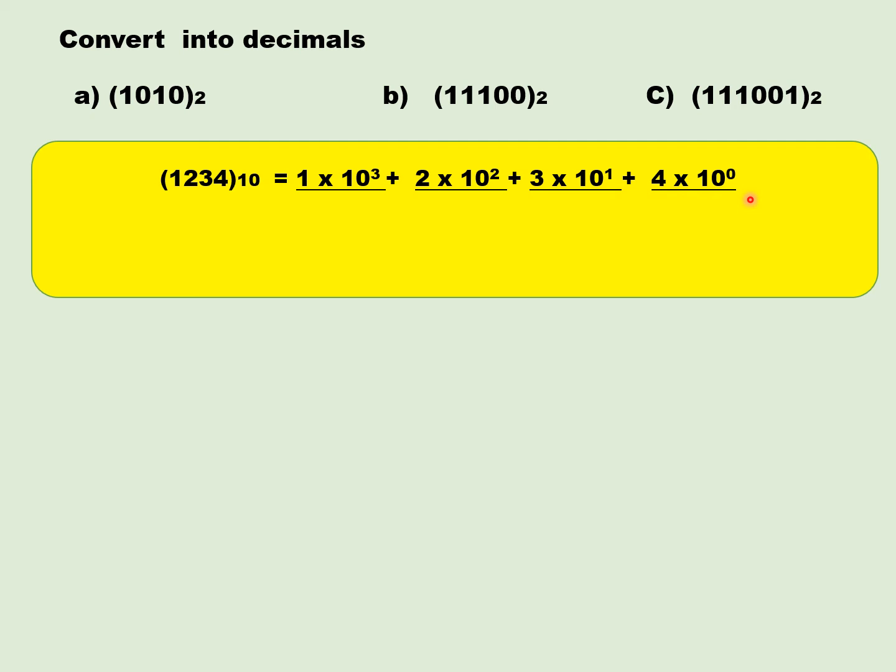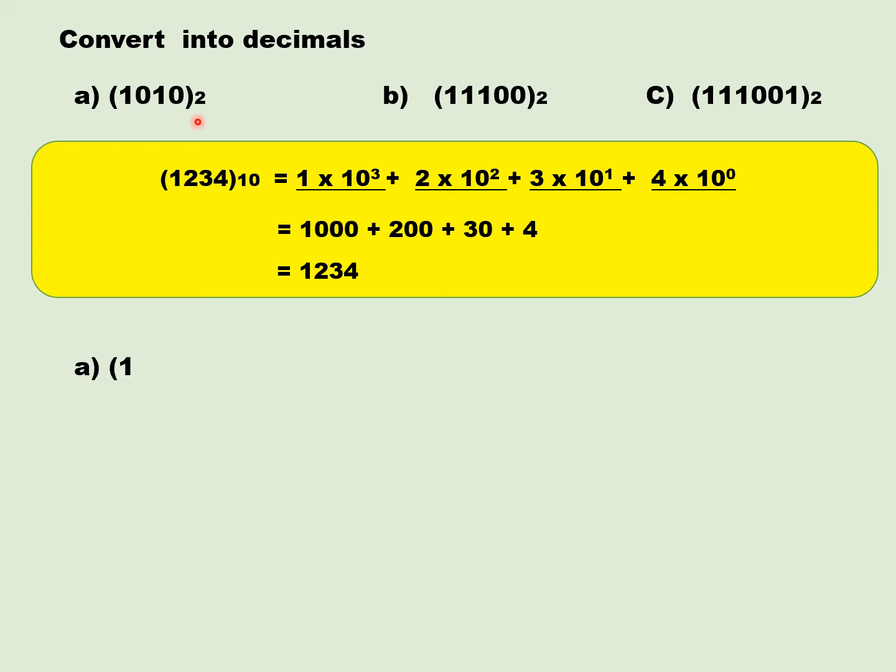What will be the answer? We will see. If we find the answer, 1 into 10 raised to 3 will become 1000, 2 into 10 raised to 2 means 2 into 100 will become 200, 3 into 10 will become 30, 4 into 1 will become 4. Understand that 10 raised to 0 is 1, 4 into 1 is 4. Now when we find out the answer, we will get again 1234. This is the same, just the expanded form. Here we have written 10 raised to 3 because the base was 10. The very same mathematical logic will be used to convert these numbers into decimals.